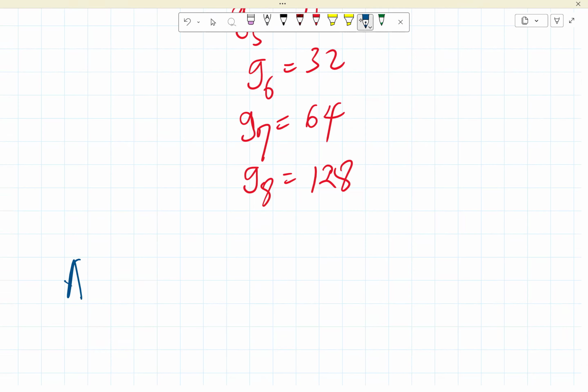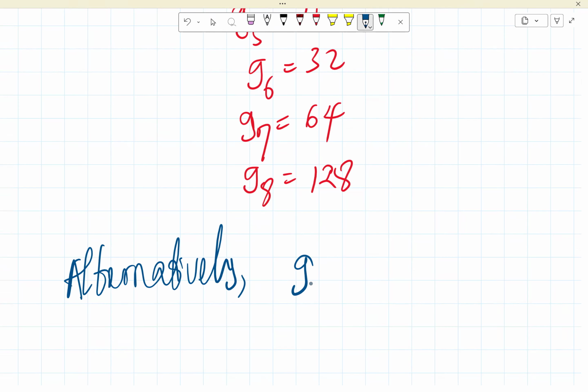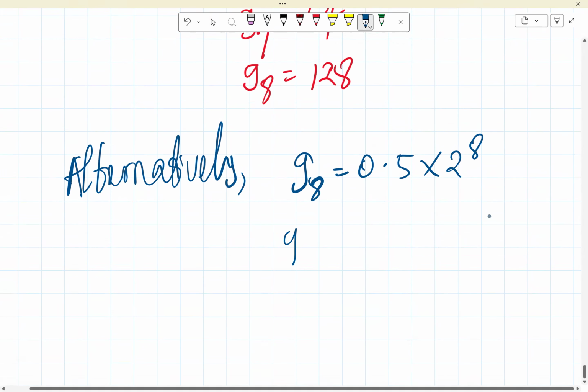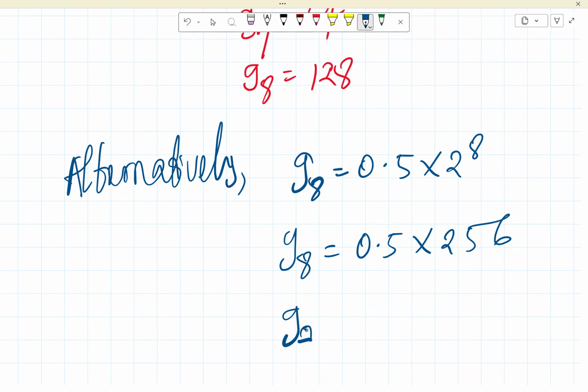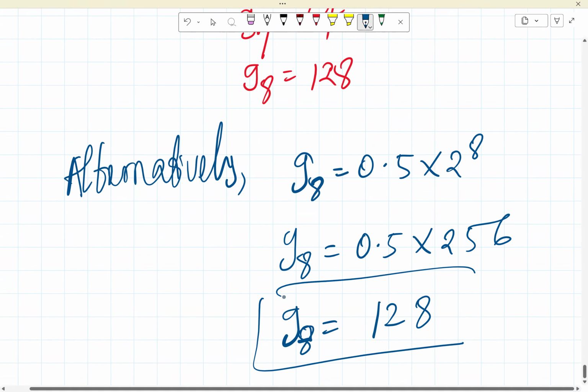Alternatively, you can do some quick math. This is basically a geometric progression. So alternatively, we know that G8 should be 0.5 times 2 raised to power 8. So that means G8 is equal to 0.5 times 256, and 2 raised to power 8 is 256. So G8 is equal to 128.